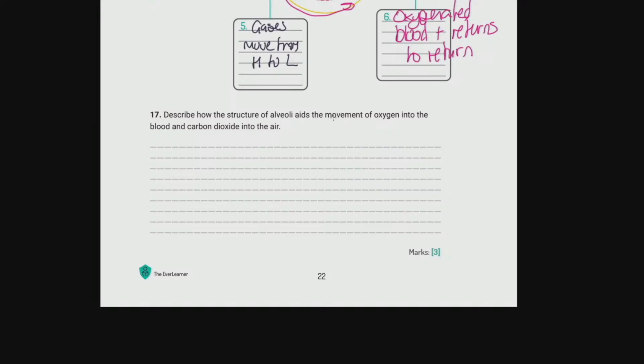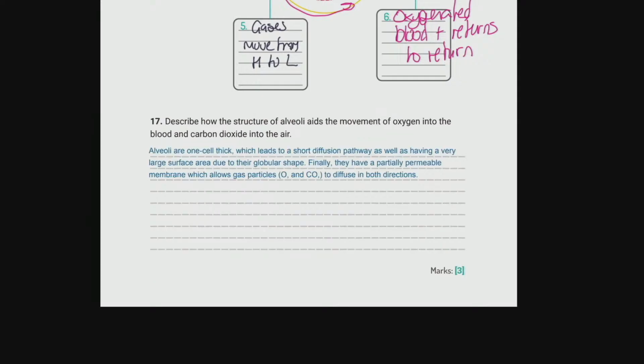because we're going to say, describe how the structure of alveoli aids the movement of oxygen into the blood and carbon dioxide. So let's have a look at the answer, and we're going to actually mark this as we go through. Alveoli are 1 cell thick. Wonderful. There's a mark. Leads to a short diffusion pathway. I'm going to make that the same point. I'm going to connect them there like that.